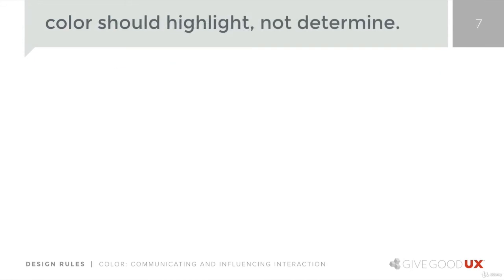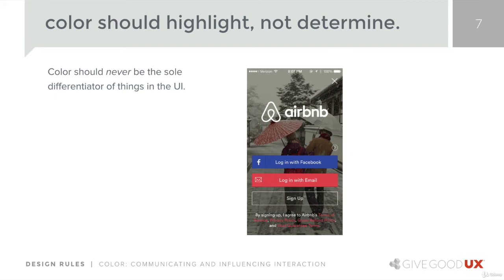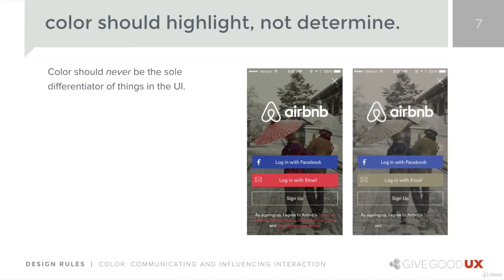Now, when you use color, it should highlight. It should not determine, and here's what I mean by that. Color should never be the sole differentiator of things in the user interface. Take a look at Airbnb, and I'm going to show you an example of why. If you look at the reddish, pinkish color, log in with email, notice that it's using that button, and look below in particular, where you have links to terms of service, privacy policy, guest refund policy, et cetera. Here's what that would look like to somebody who has some degree of color blindness.